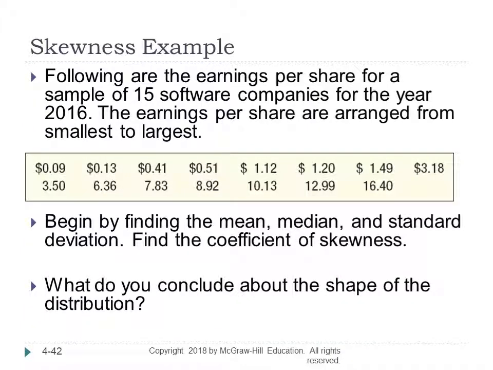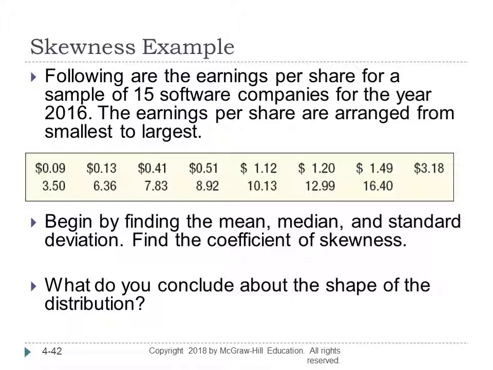Let's apply this to a set of data and try to decide on the shape of the distribution. The data in this table represent earnings per share for a sample of 15 software companies for the year 2016. 15 companies means there are 15 data values. Each value represents the earnings per share for one company. These are arranged from the smallest to the largest. We don't have to sort them.